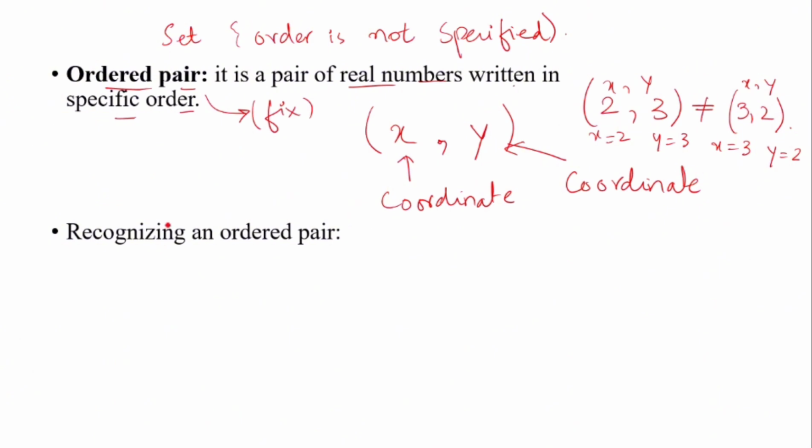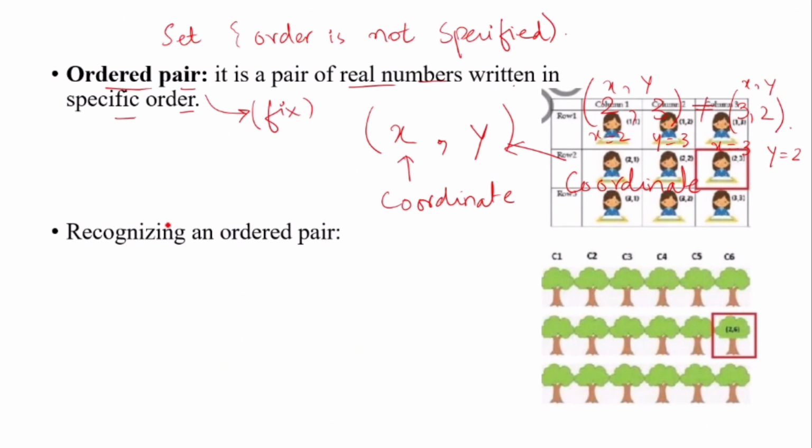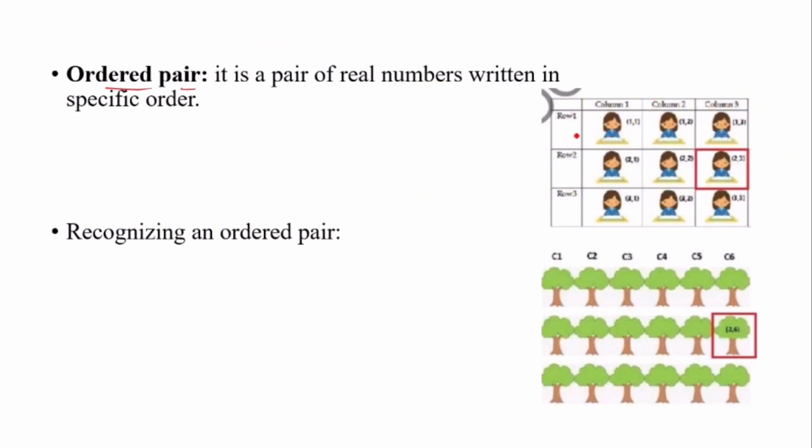Now, recognition of an ordered pair. How to recognize an ordered pair? See, this is a simple example. In row 1 there are 3 students. Say this is Sarah and this is Alina and this is Fakiha, and the name of this girl may be Samya. Now if I ask you to locate Samya in the class, locate Samya.